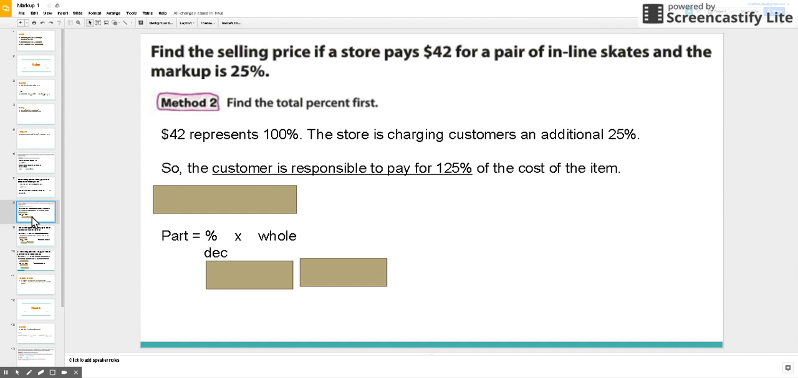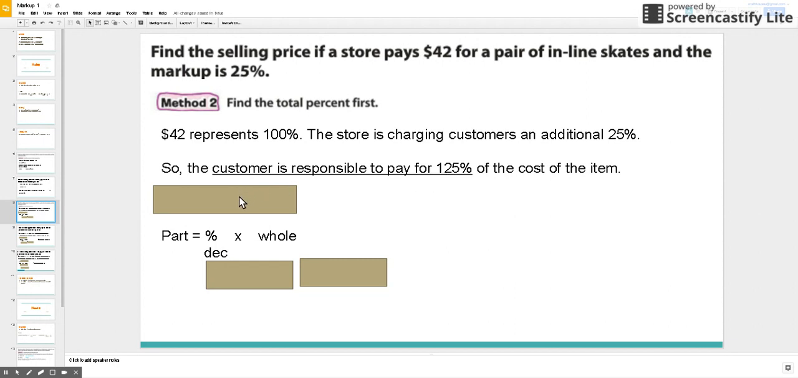Now this is method 2. This is the method that I prefer. We're going back to the same first question. Find the selling price if a store pays $42 for the inline skates and the markup is 25%. So I want you to think that $42, which is the original cost, represents 100%. Okay? The store is charging its customers an additional 25%. So if $42 represents 100%, and the store is charging an additional 25%, the customer is responsible to pay for 125% of the cost. Okay?